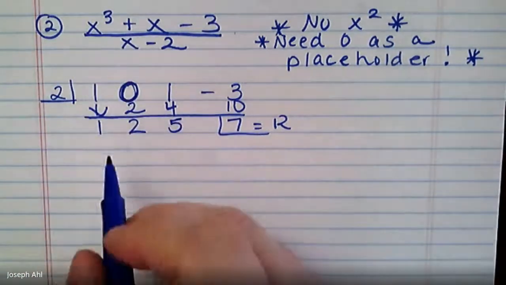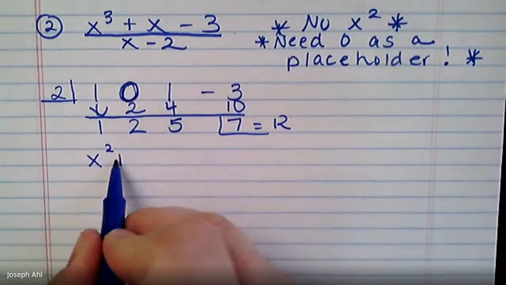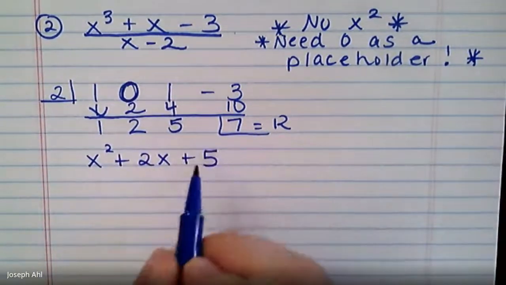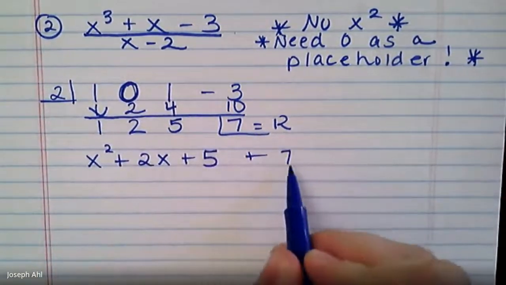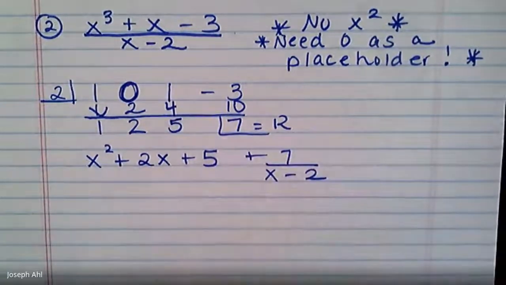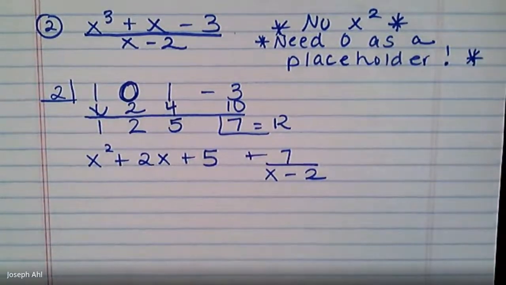Okay, but if I asked you to write the quotient and the remainder, the quotient is x squared plus 2x plus 5 plus 7 over x minus 2. Okay, there's your quotient.